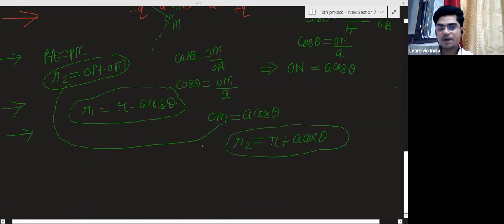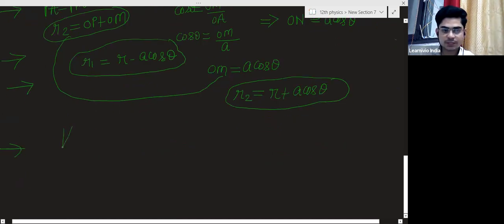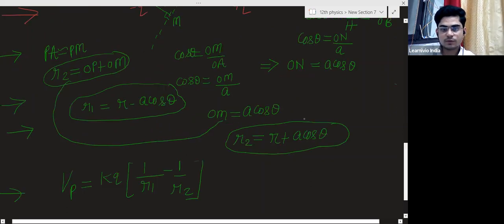So we have R1 and R2 in terms of R, A and theta. So we will use this expression for calculating the potential. Potential at point P is KQ (1 upon R1 minus 1 upon R2). This was our earlier expression.